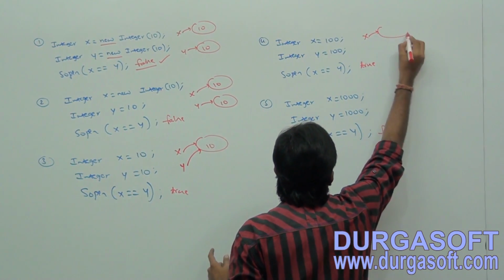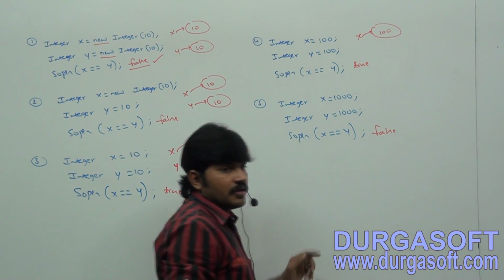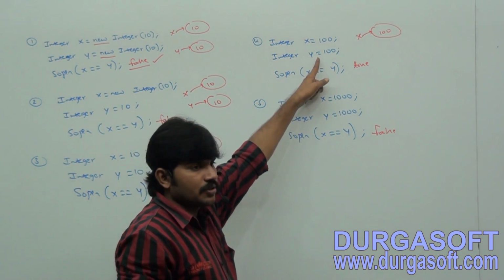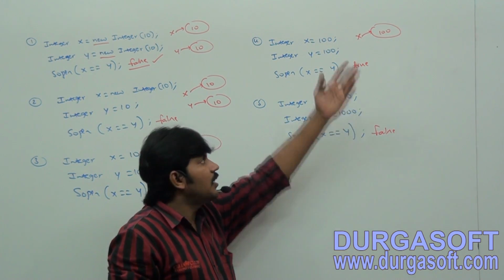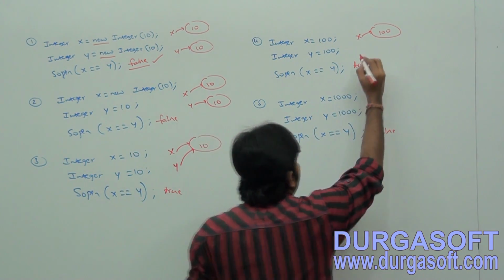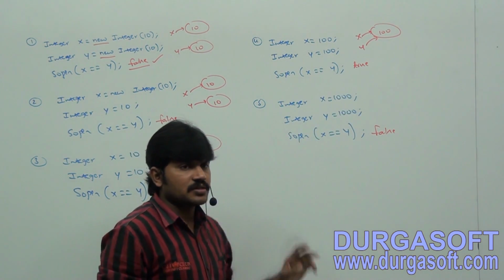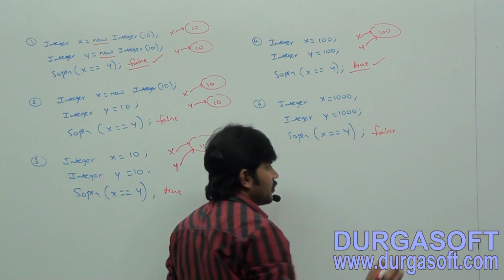Next, Integer x is equal to 100. Sir, by autoboxing an object is there. Integer y is equal to 100, autoboxing only, but for 100 the object is already there. So now why not reuse that object? That's why true is the answer. No problem at all, because both are pointing to the same object.